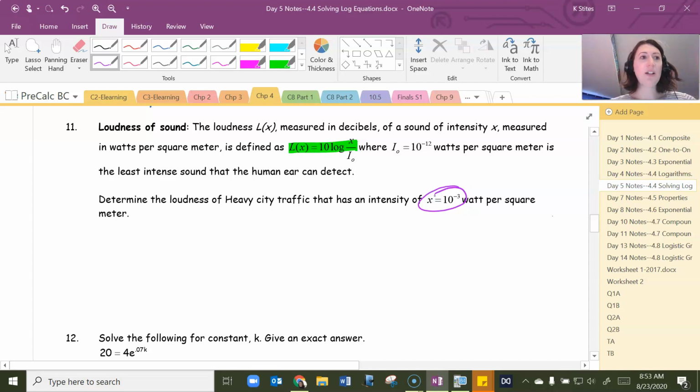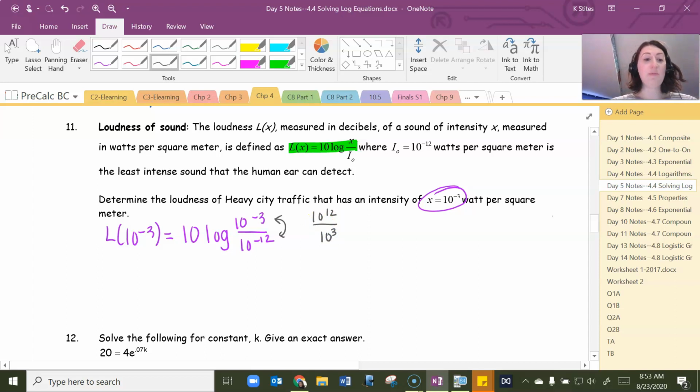All right, so if you look, they actually just want us to plug everything in. So we are finding not L of x anymore, but L of 10 to the negative third. Watch that notation, please. And then the formula says 10 log of x, which is this guy over I sub 0, they told us. Okay, so let's use some laws of exponents here. See how both of these guys are negative exponents, so they're going to flip-flop. I'm just going to do this off to the side. And then we have the same base, so they can subtract. So I'm just going to rewrite this like this.